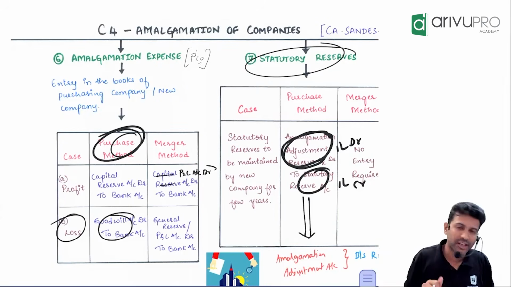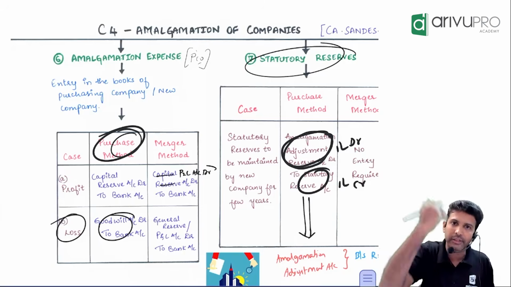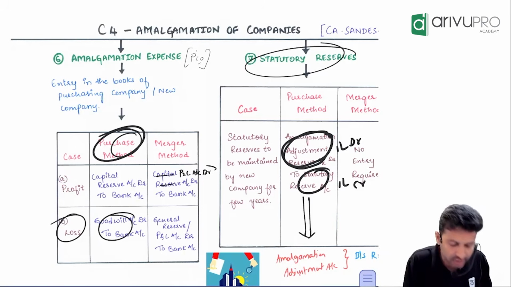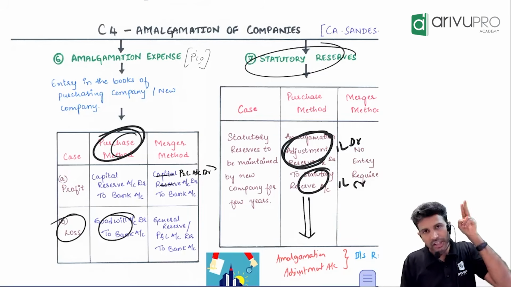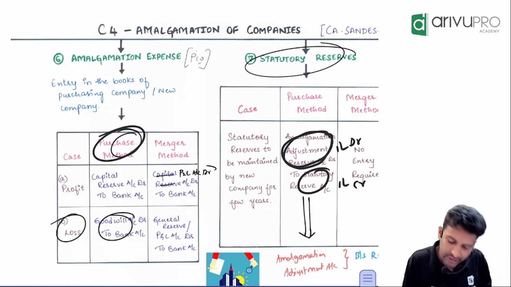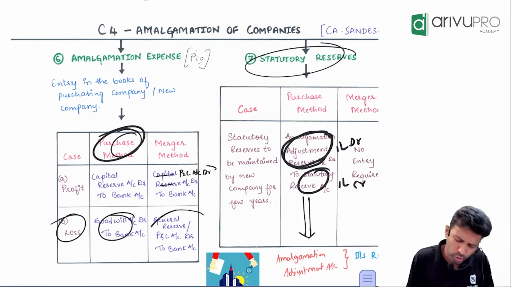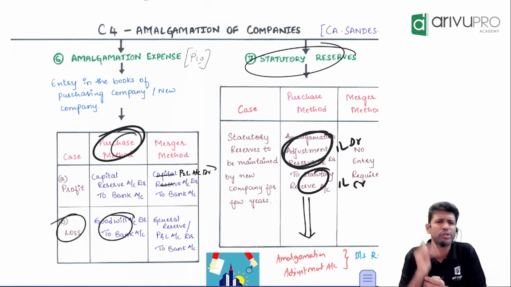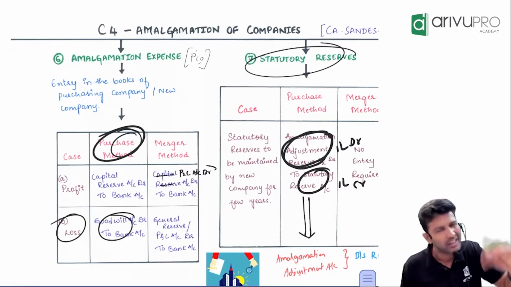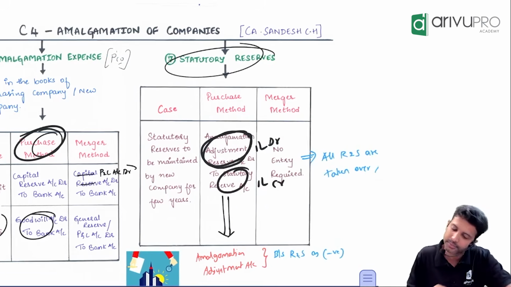Same amalgamation expense entry under the purchase method for a profit scenario will be capital reserve to bank. If it's a merger method, for profit you will pass the entry P&L to bank. For loss also, usually you can write reserve to bank, but usually I say use which reserve for this? P&L itself is what they prioritize.